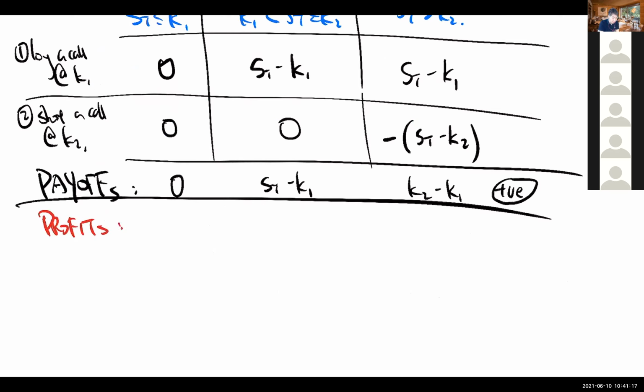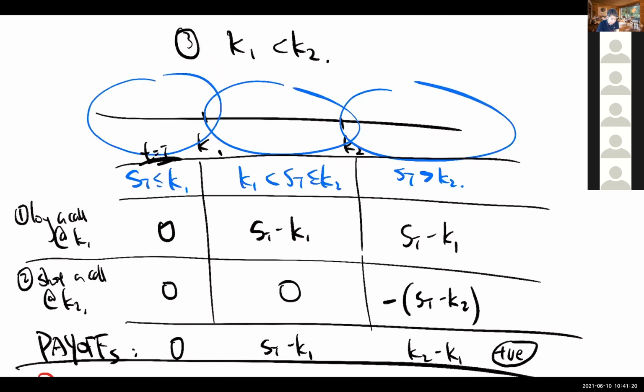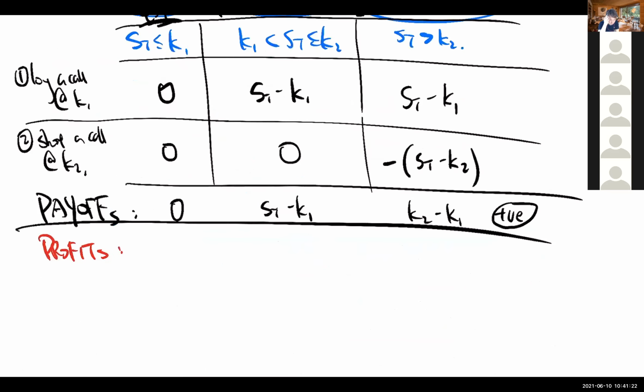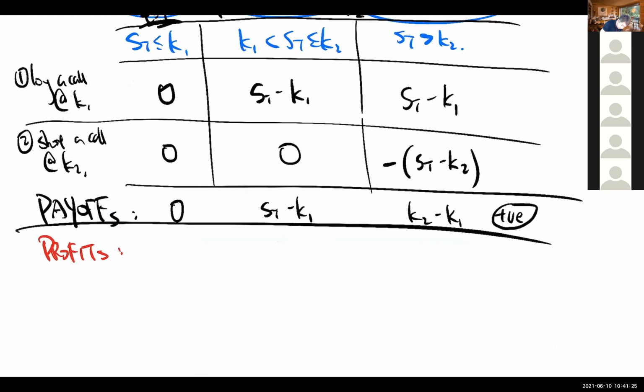So profit, given that initially it costs us to enter this contract. Why does it cost us? Because the call premium at K1 is greater than the call premium at K2. Because call and strike price have a negative relationship, right? The higher the strike price, the lower the premium for a call option, because essentially a call option is buying something for K dollars.